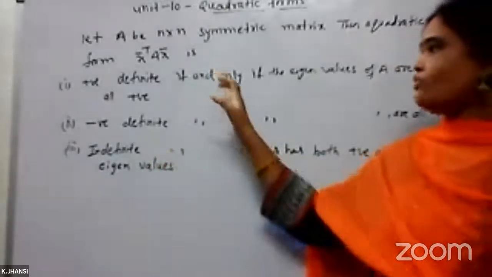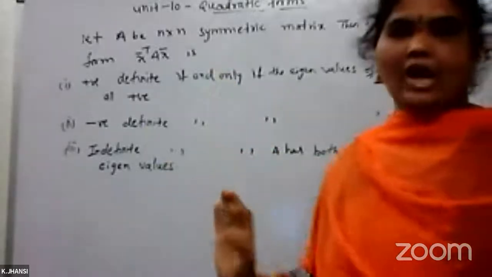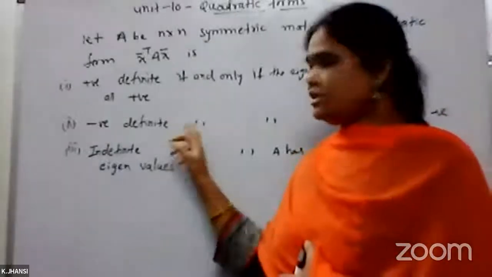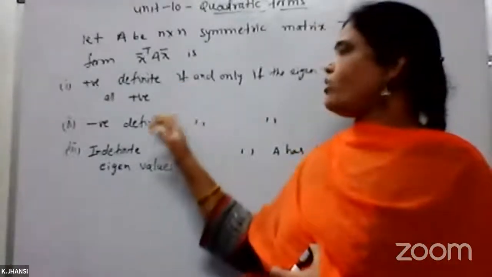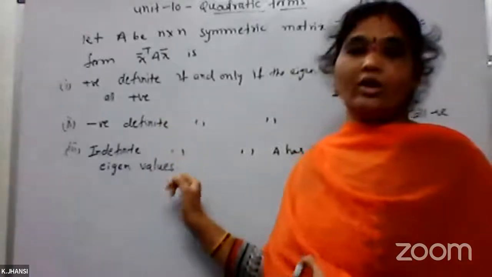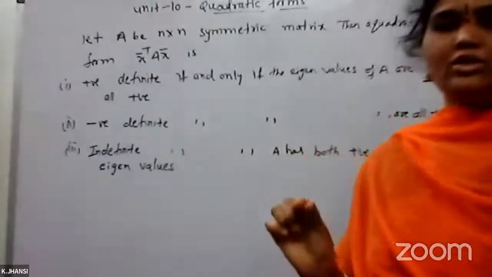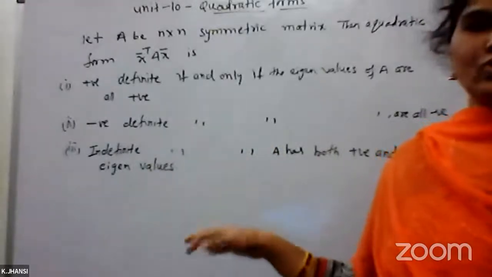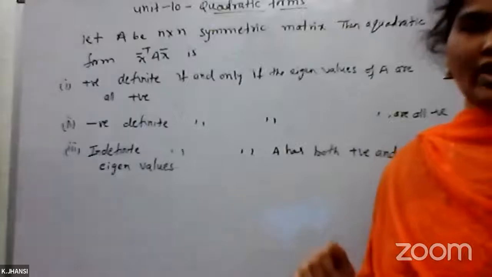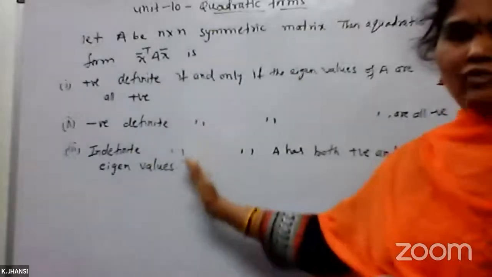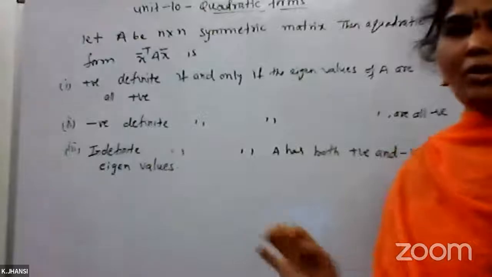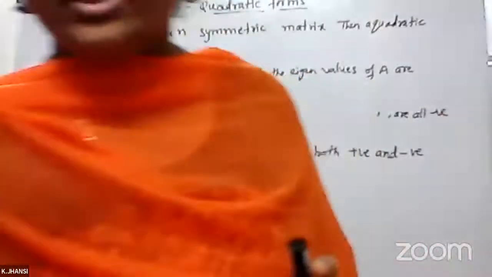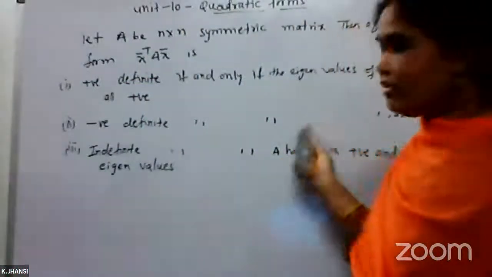Whatever points I have given, they will ask even in multiple choice questions. So try to remember this: what is positive definite, what is negative definite and what is indefinite. They will give a small 2 by 2 symmetric matrix and ask whether it is positive definite, negative definite or indefinite. In the multiple choice, you will have these 3 options. If you solve the problem, you can know the answer. So for solving the problems, you have to remember these 3 points.